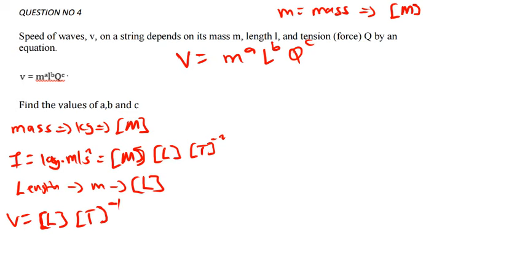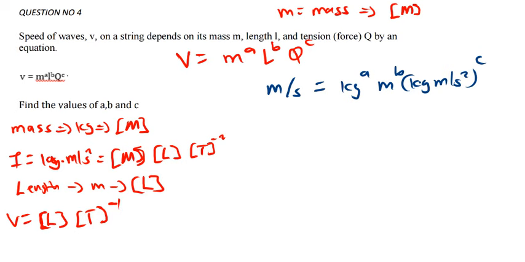So I'll go ahead and start plugging in the values. So v, I'll say it is meters per second. The mass is kg to the power a, then length is m to the power b, force is kg meter per second squared, to the power c. This can be written as m s to the power negative 1. Now I can distribute c. So it will be kg to the power c, meters to the power c, then seconds to the power negative 2c, like that.